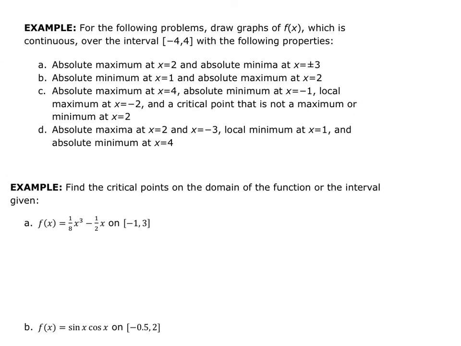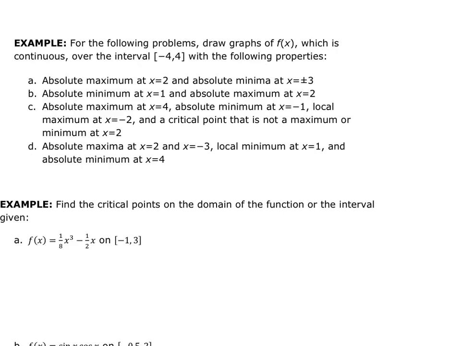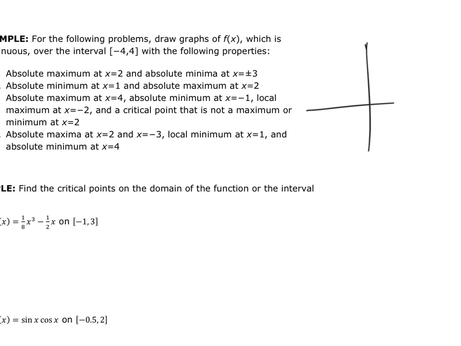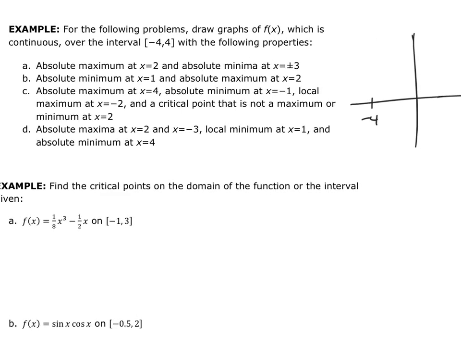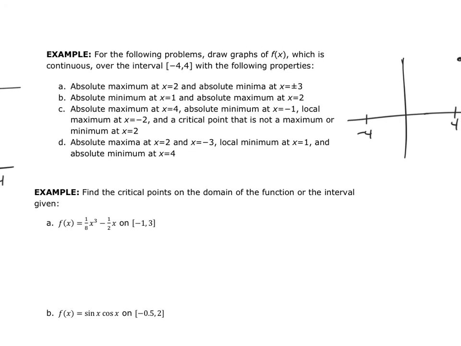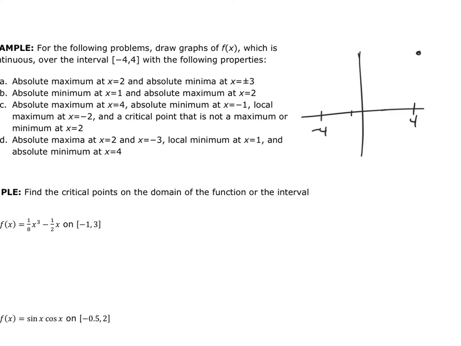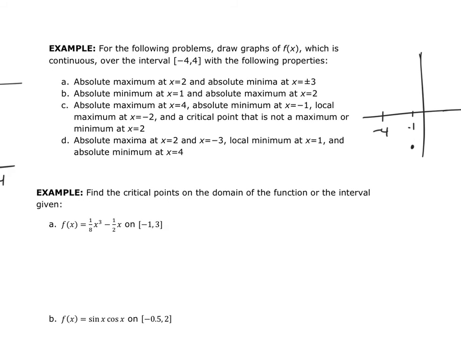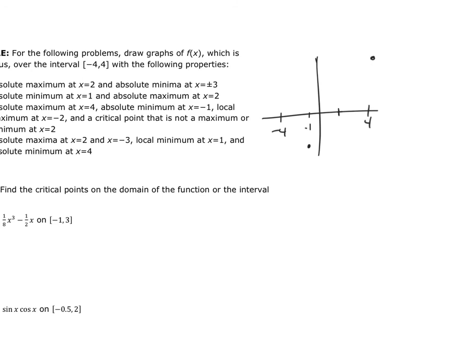Okay. So on C, this is a little bit more involved. So let me do C over here. I still have to go from -4 to 4. The thing that changed on C is I have an absolute maxima at 4, so I know I have to have an absolute maxima at 4. I have an absolute minima at -1, so I'm just going to put that on there. I have a critical point that is not a maxima or a minima at 2. So what is happening at 2 if it's a critical point but not an absolute? A slide. I have a slide.